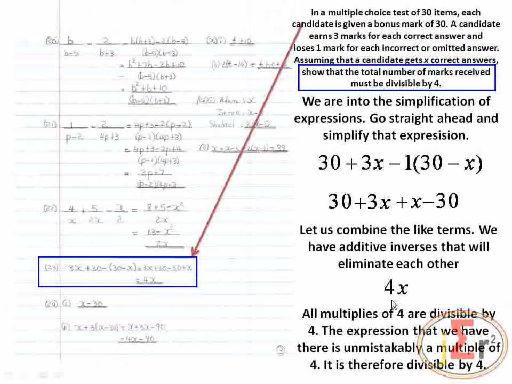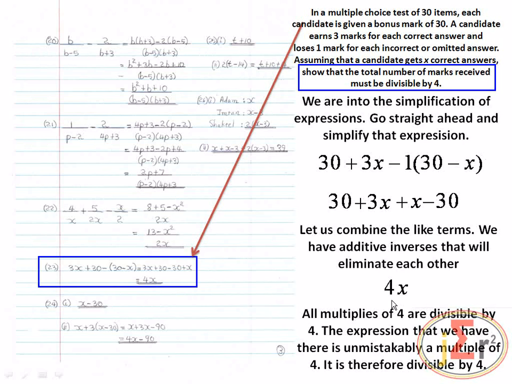This is a multiple of 4 because it is 4 times something. And if any number is 4 times something, then that number has to be divisible by 4. And we were required to show that the total number of marks received must be divisible by 4. And it is.